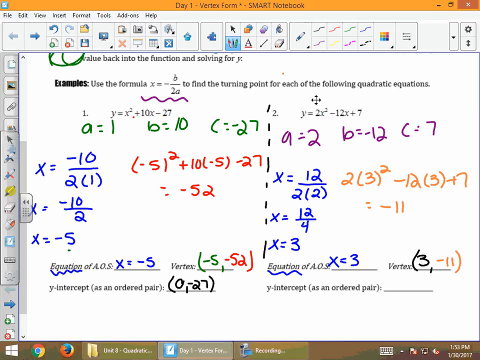There you go. And then the shortcut, what's our y-intercept? What is it? Yeah, 0, 7. It's always your C. So 7 is our C, so again write it as 0, 7, as an ordered pair. So 0, whatever your C is. Okay. Questions over that?